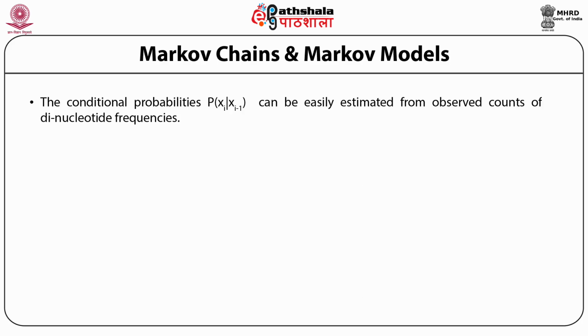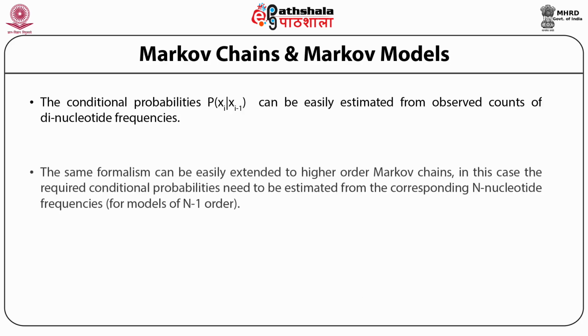For example, if I'm looking at a nucleic acid sequence, I can always estimate P(xi given xi-1) from the observed counts of, say, the dinucleotide frequencies. So I can extend the same formalism to higher order Markov chains. If I want to make a third order Markov chain, I have to count every trinucleotide frequency and so forth. Additional conditional probabilities need to be estimated, and with this I can create, for a DNA sequence or even a protein sequence, a Markov model of any order for that matter. Here we call it the n-1 order Markov model.